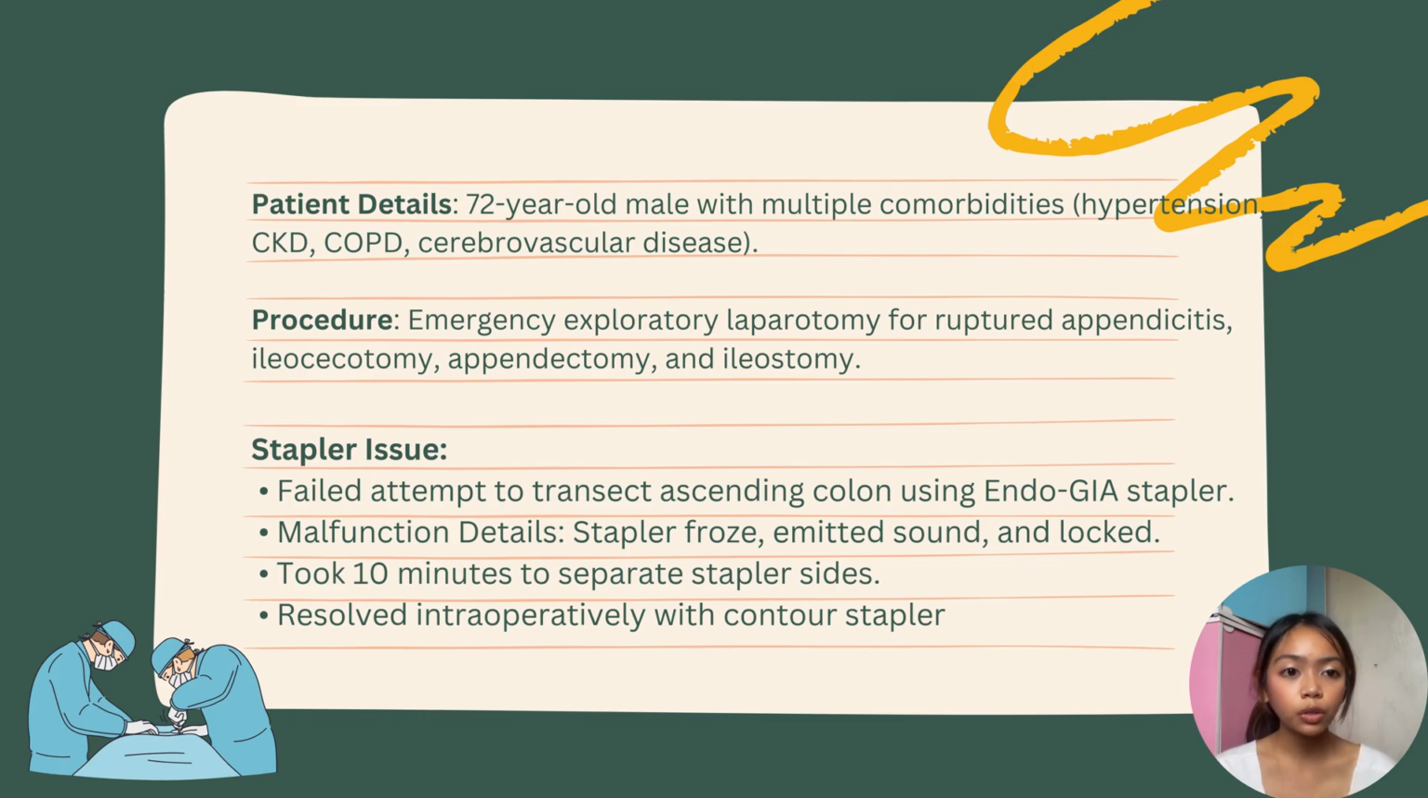As a result, the team had to perform a second surgery. Initially, they attempted to use endo-GI stapler to transect the ascending colon. However, the stapler malfunctioned during the procedure. Specifically, it froze, emitted a sound, and locked mid-operation. Despite efforts to resolve the issue, manual override attempts failed. Consequently, it took 10 minutes to separate the stapler from the tissue. Afterward, the team decided to switch to a contour stapler, which they used to complete the transection successfully.